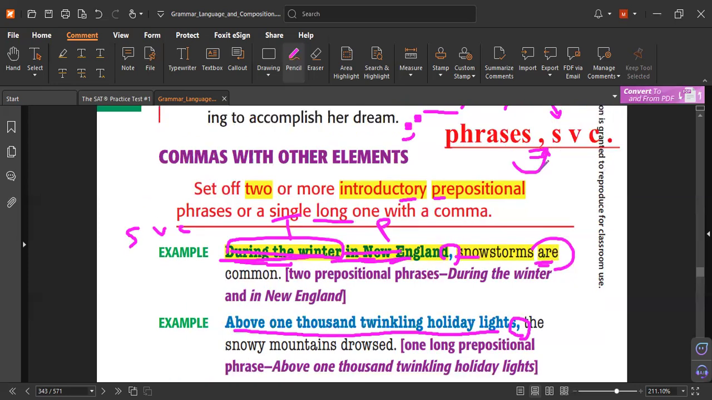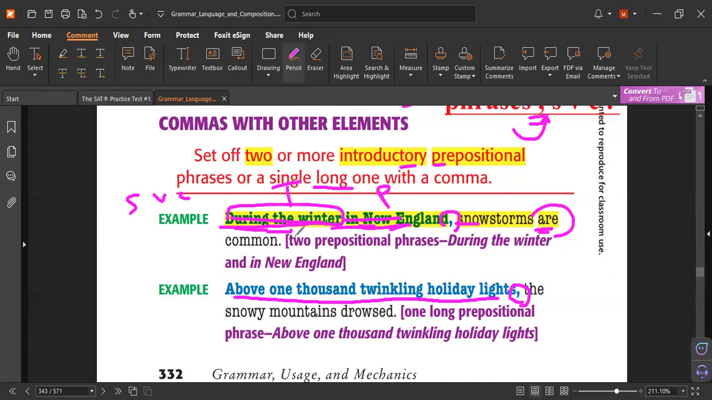Look, at the beginning we have phrases, but the problem is: do we need a comma or is it optional? No, we need it. Another trap, very important. Here, all of it is one prepositional phrase, not a clause, but it's very long. Now, is the comma necessary or optional? Necessary.